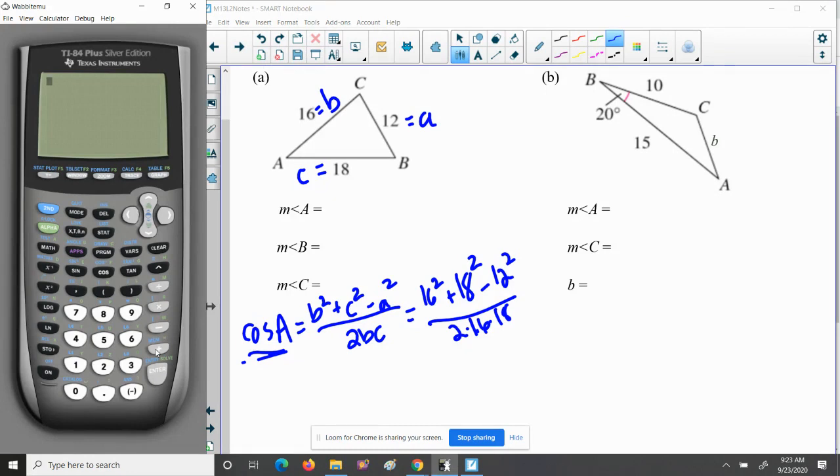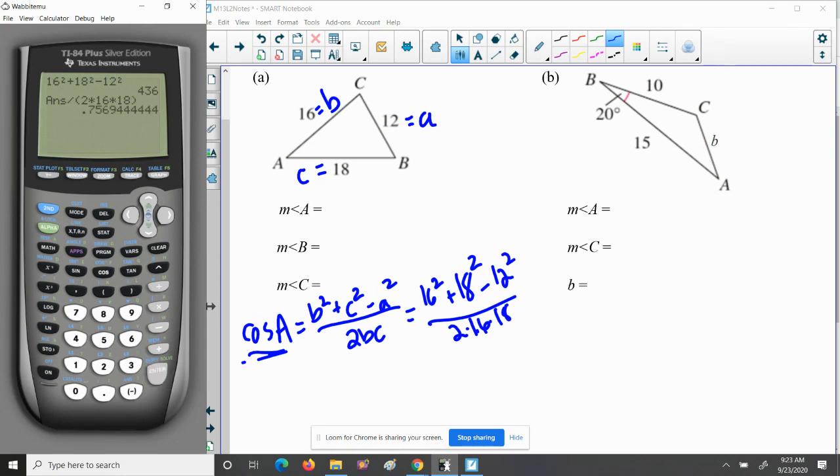Okay, so let's take a look. 16 squared plus 18 squared minus 12 squared. There we go. So that's the top. Divided by, now I'm going to put parentheses because we have to do some multiplication. 2 times 16 times 18, close parentheses, hit enter.